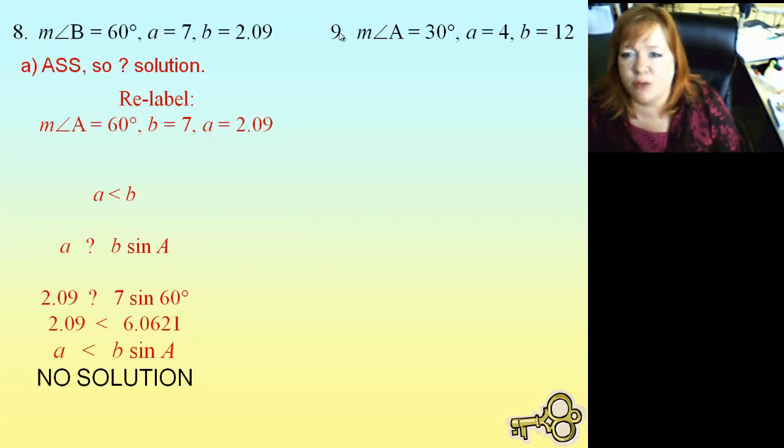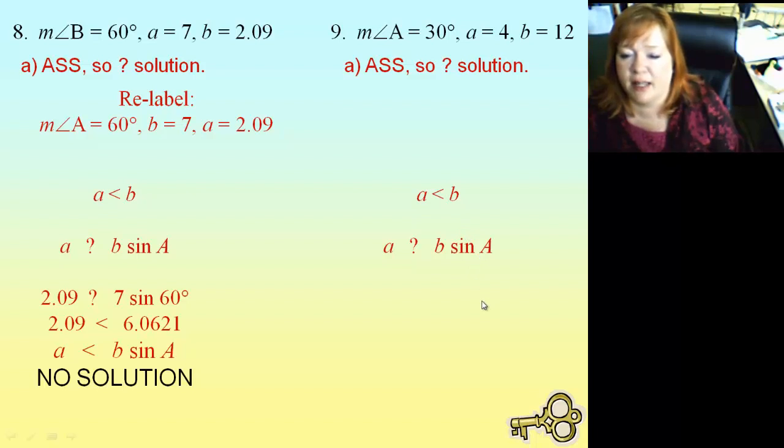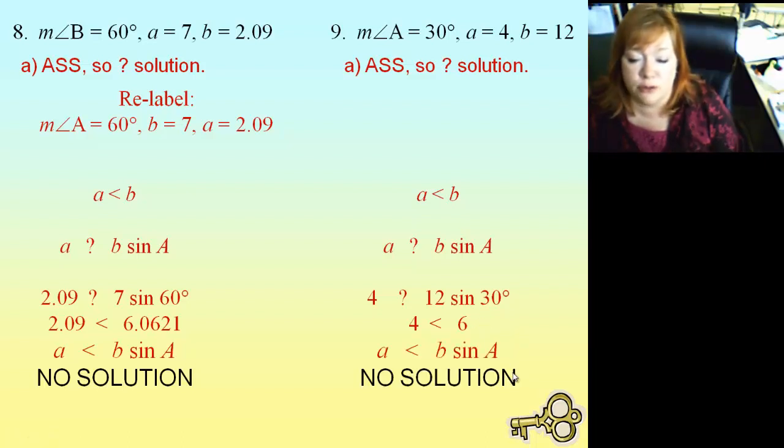Looking at the next one, I have measure of angle A, little b. It's an angle side. And if I compare, since A is acute, I have to compare little a and little b. Little a is less than b. So I compare a and b sine A. Here again, I get 4. How does that compare to 12 times the sine of 30? Well, it's less than. Again, that cannot happen, so it is no solution.